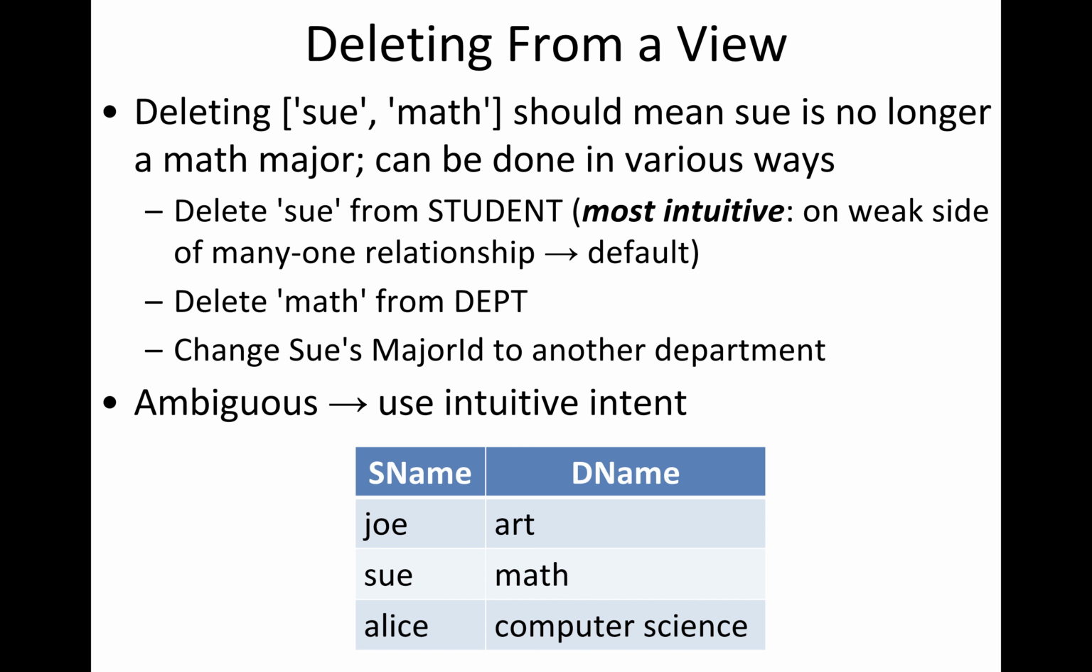So what would it mean if you try to delete Sue, math? You're trying to remove that. What does it mean? Does it mean that you want to remove the record from where you extracted Sue? Are you trying to remove the department from where Sue is in the department table? Is that what you want? Or do you want to remove both records from both places? What would a delete there mean?